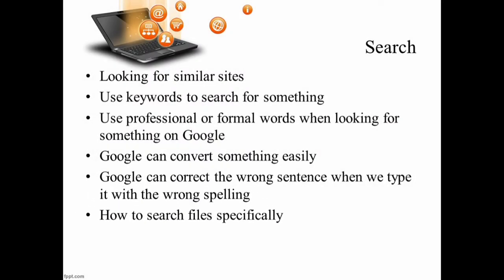And for the next is how to search for files specifically. There is a way to search for specific files. For example, we want to search for the novel Earth, but in PDF form. Then the right way to do it is to type the keywords with the word filetype, followed by a colon and pdf. After that, Google will provide information related to the novel Earth in PDF form. For example, you can see in the following.